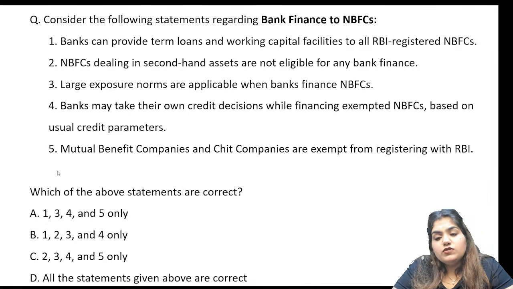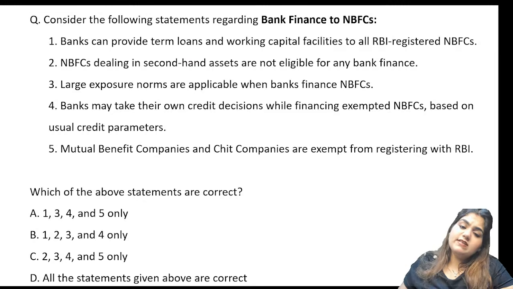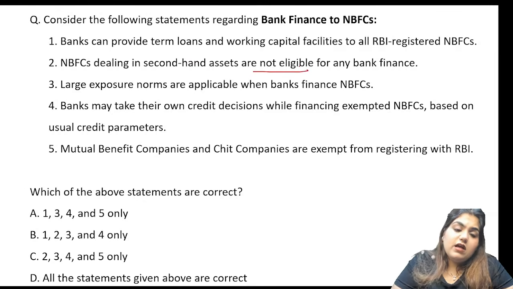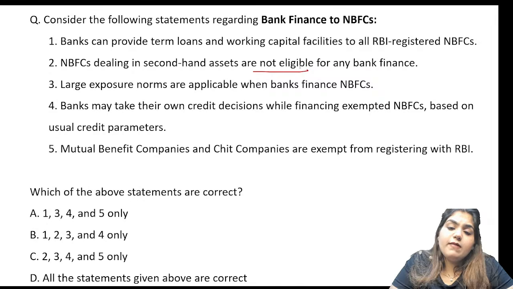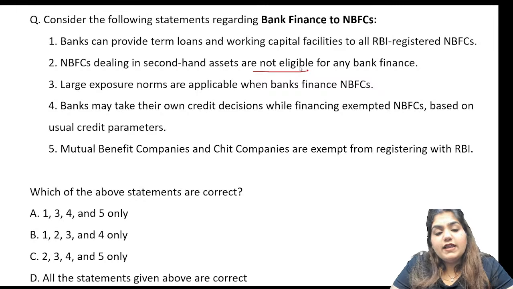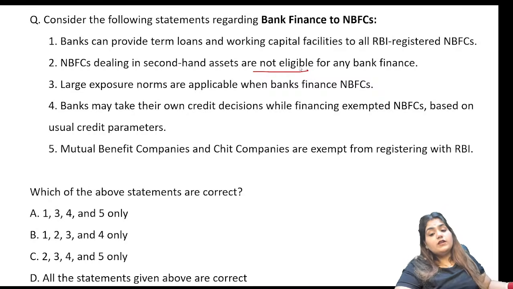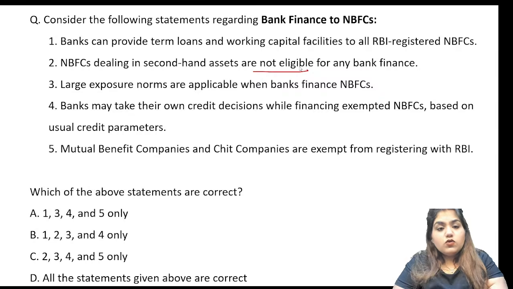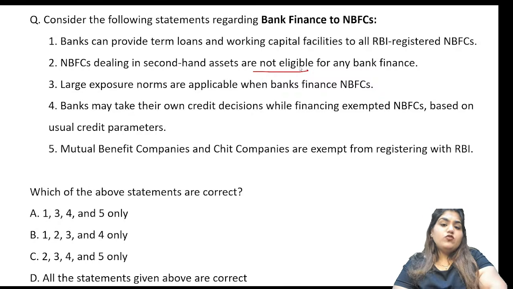Banks may extend term loans and working capital to registered NBFCs. Yes, banks can. Banks can finance second-hand assets. This is saying not eligible. Banks are eligible. Large exposure norms are applicable when banks finance NBFCs. Yes. Statement number 3 is correct. 4. Banks may take their own credit decisions while financing exempted NBFCs. Yes. Mutual benefit companies and chit funds are exempted from registering with RBI. Yes, because they are registered under their own act. So A is the correct answer. Every statement except 2 is incorrect.